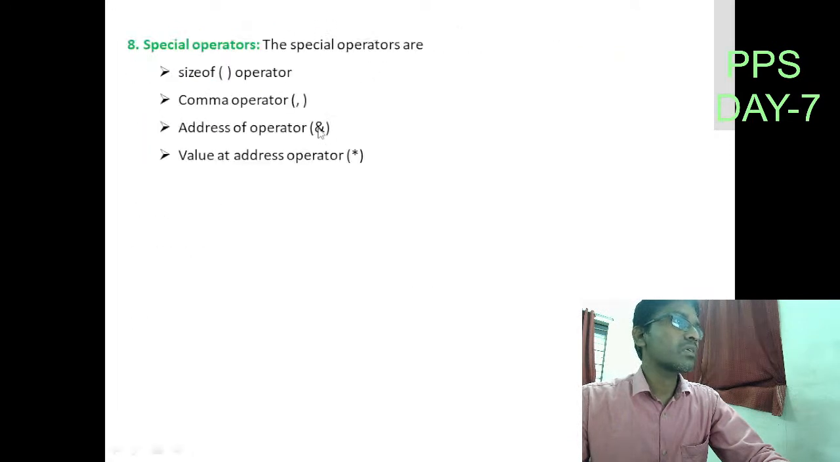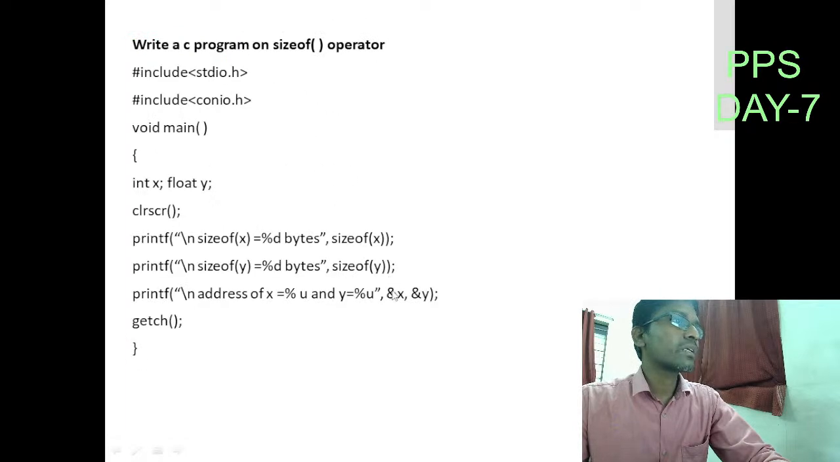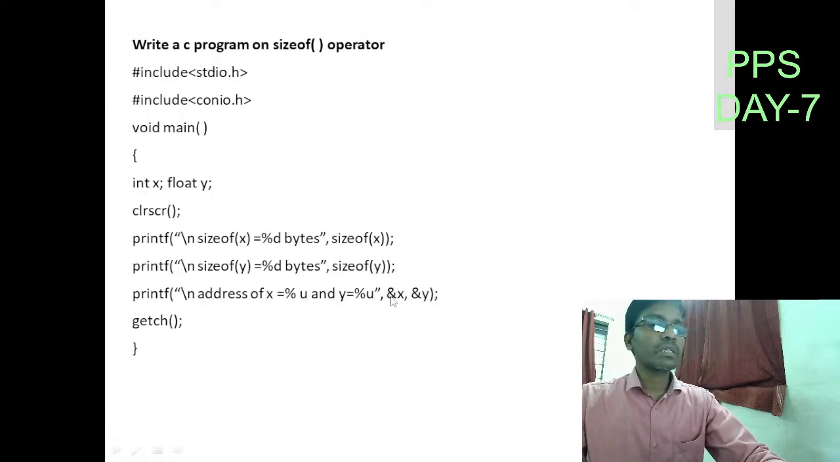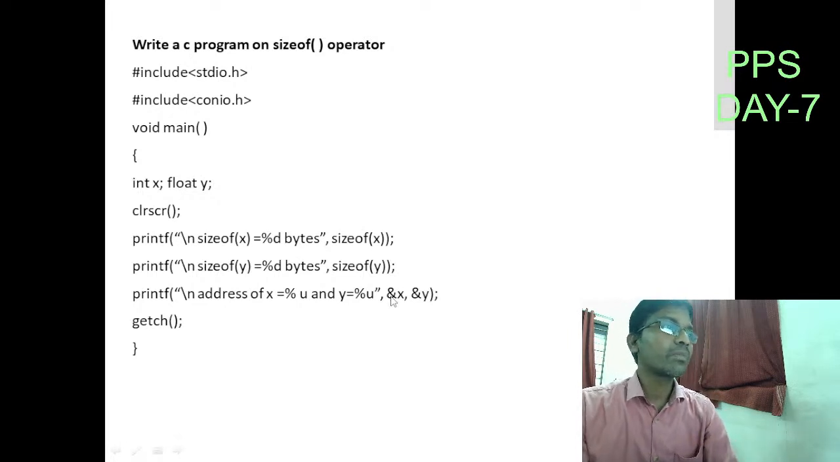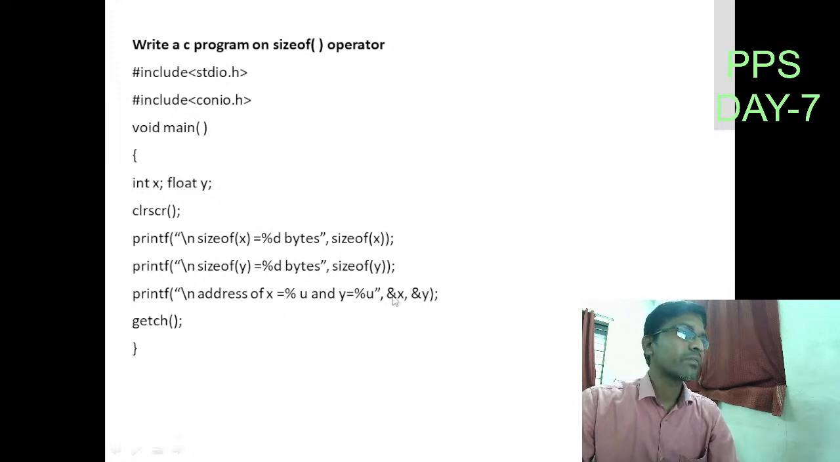And we also use the address operator. So where can you use the address operator? At the time of reading values from the keyboard by using the scanf function, you have to use the address of x or address of y. And at the time of printing the same variables, if you are using the address, then it will return the memory address, where the x value is stored in the computer memory. That address is going to be printed on the screen.